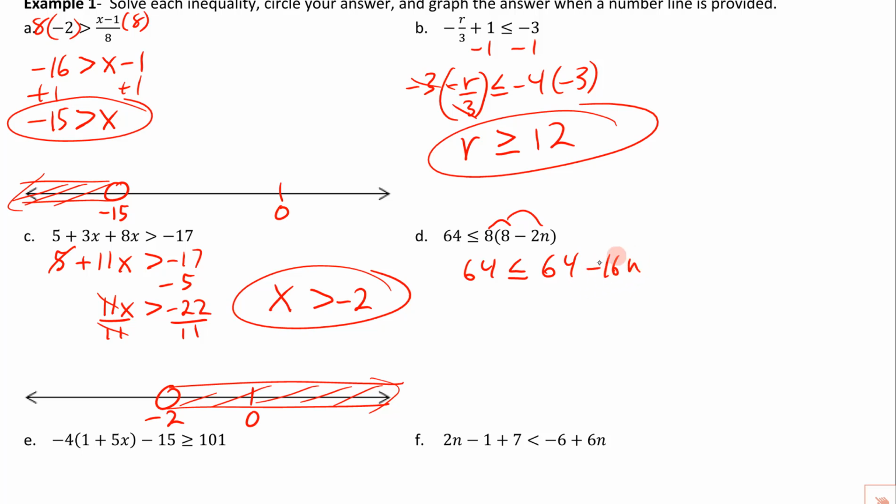This is what we need to isolate, that variable term there. So we're going to subtract 64 from both sides. So this is going to be a 0 on this side. Subtracting does not change the direction.